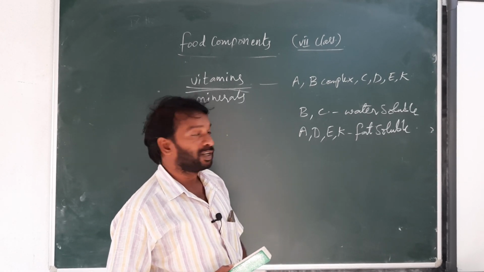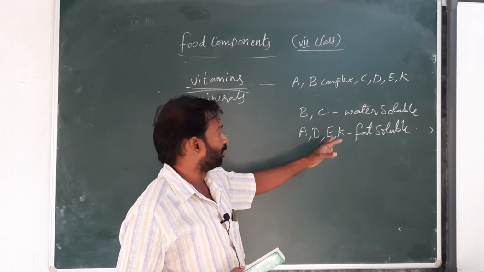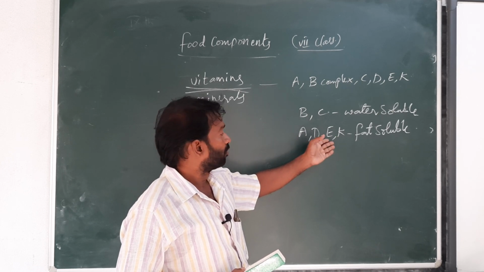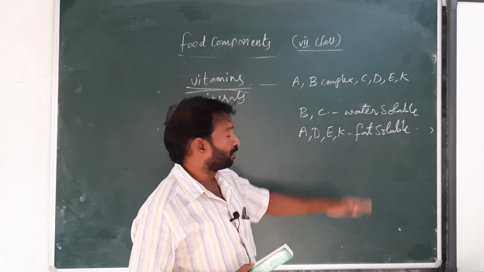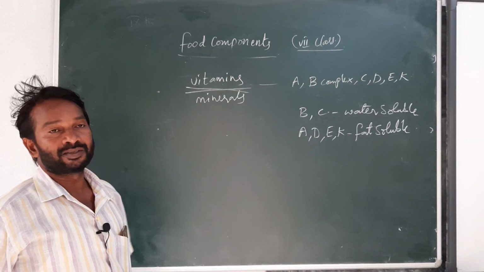Next, vitamin C, scurvy disease. Vitamin D, rickets. Vitamin E, fertility problems, and vitamin K, blood not clotting. These are caused by the deficiency of these vitamins.